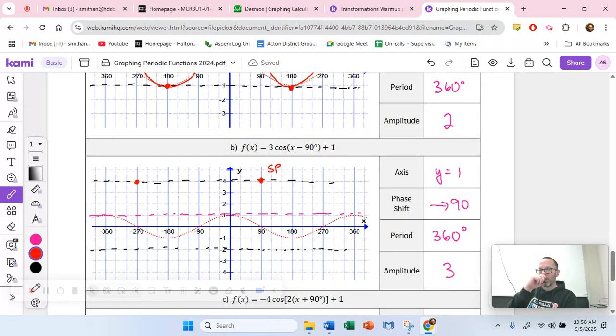So we'll get another max at negative 270. Halfway between those, you're at a min. Halfway between max and min, you're back at the axis again. And you have one full cycle. And then you can just continue the pattern. Up, down, up, down, up, down.